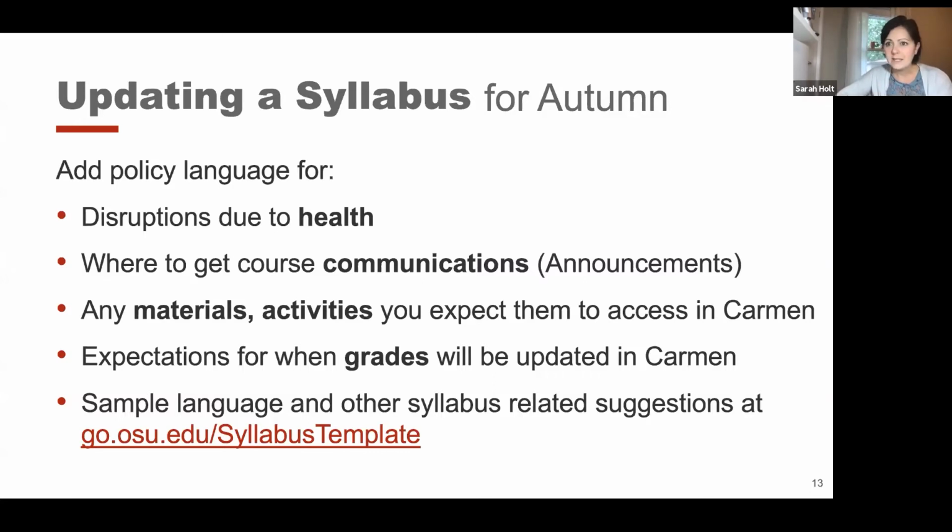If you are expecting them to access any materials or activities, make those plans now, even if you haven't created those activities, even if you don't know where those materials are coming from. Decide where they should look and put that language in the syllabus so that, again, they can start to know, I'm only reading a textbook. I don't need to find materials on Carmen. Or in this other class I'm taking, most of them are peer-reviewed scholarly articles and they will be posted in Carmen for me to access.